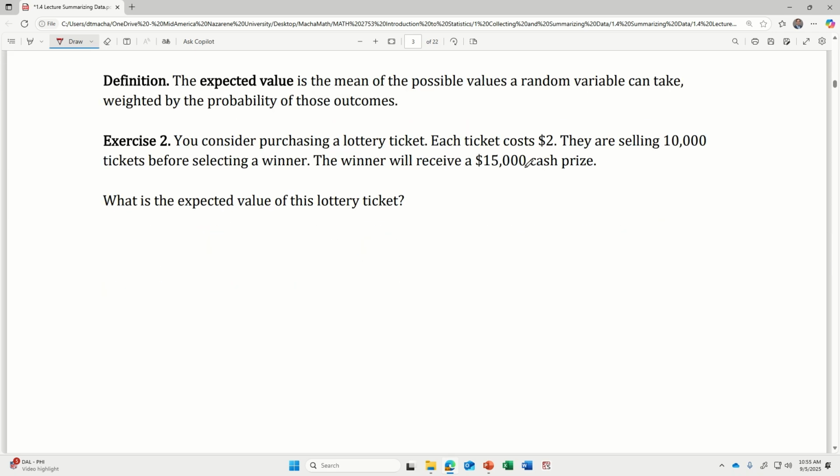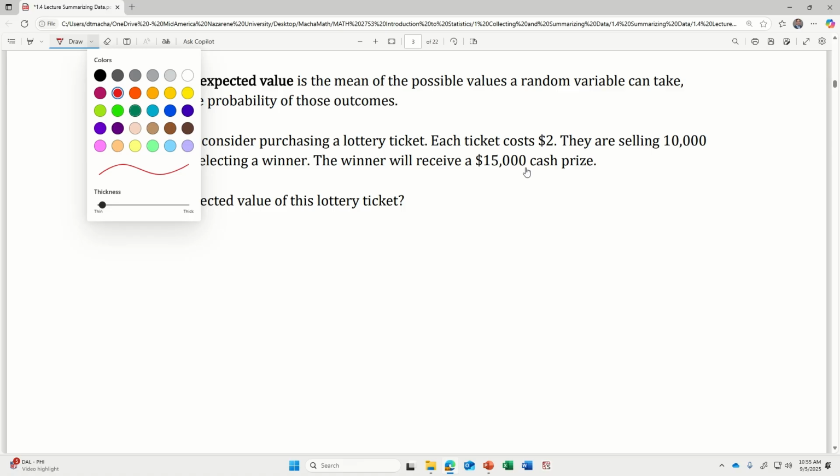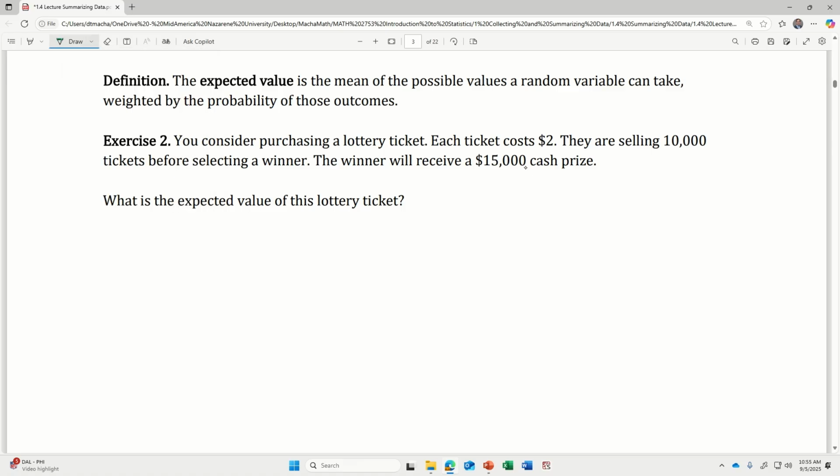All right. A new vocabulary word maybe is expected value. And the definition of expected value is this. The expected value is the mean of the possible values of a random variable weighted by the probability of those outcomes.